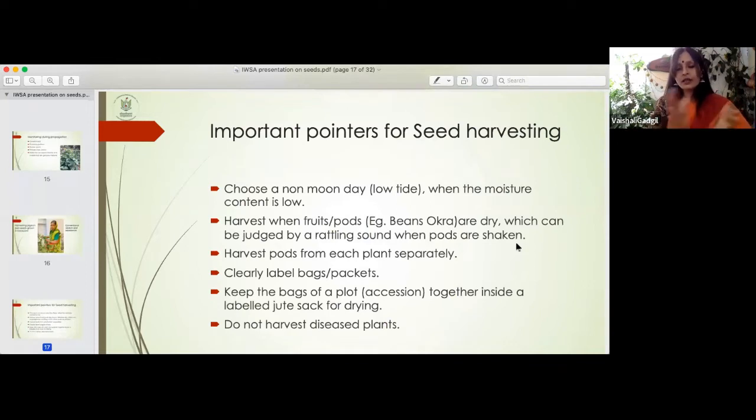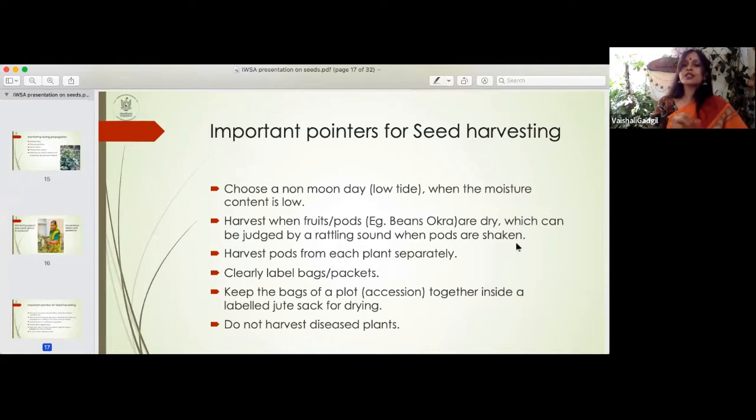Here now it's the other way around, exactly the other way around. You have to choose a non-moon day, the low tide, when the moisture content in the air is very low, because obviously the seeds we are going to be harvesting are going to be stored for a longer period or a midterm period. So choose an Amavasya day, especially towards the evening. You can start harvesting the seeds.